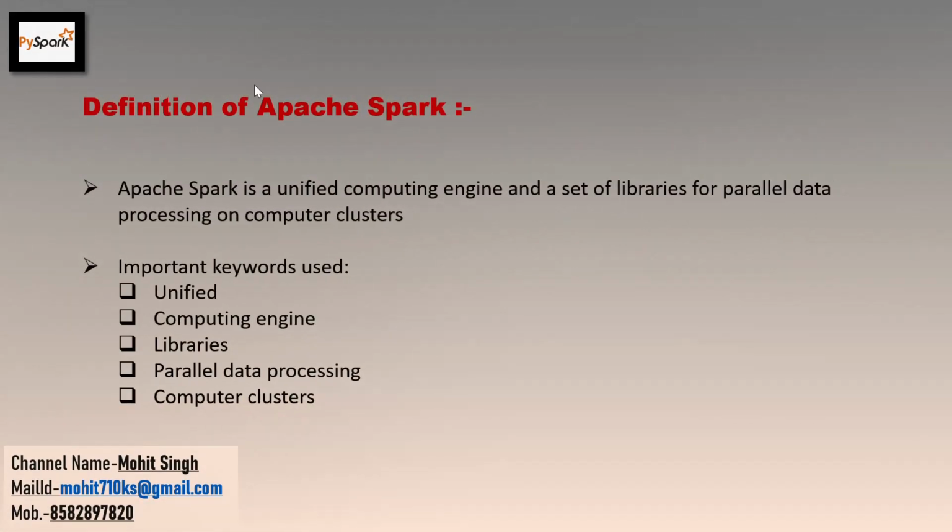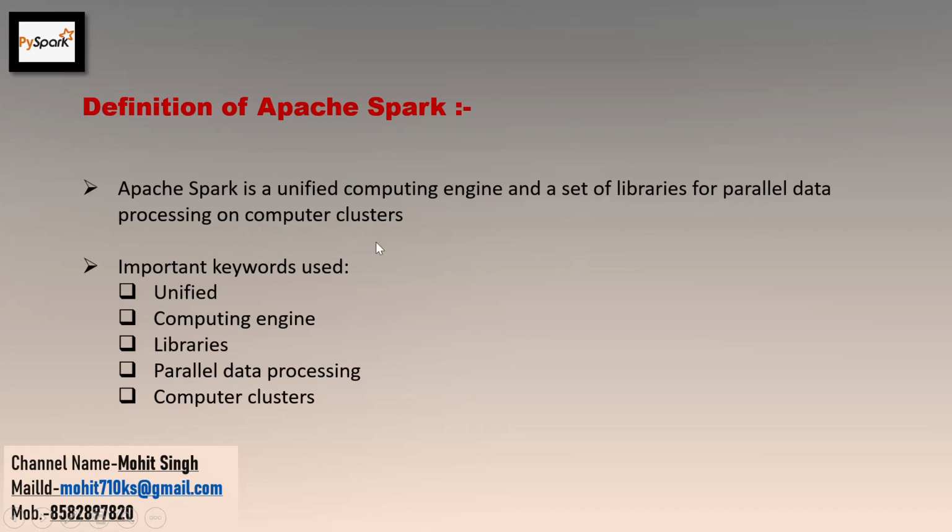Now, the next point is what is the exact definition of Apache Spark? In our previous slides, we understood the basic idea behind Spark. But according to the original creator of Spark, what is its original definition? So let's discuss that one. The original definition is: Apache Spark is a unified computing engine and a set of libraries for parallel data processing on computer clusters.